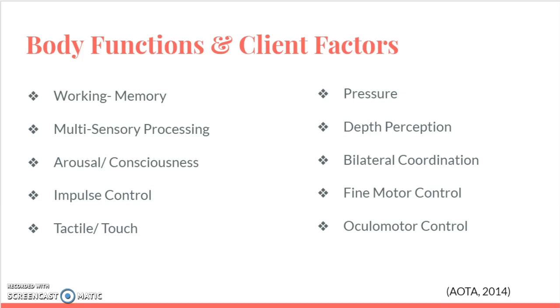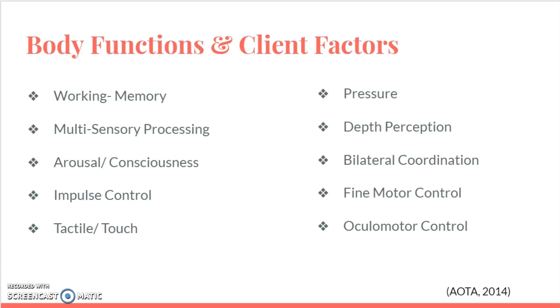Depth perception. E has to understand how close or far apart the cubes are using her coordination between visual and movement. Bilateral coordination. E has to use both her left and right hand to complete the puzzle cubes. Fine motor control. E has to use fine motor control to manipulate the puzzle cubes in her hands. Oculomotor control. E has to use oculomotor control to track which side of the puzzle cube fits with the other piece of the puzzle cube.